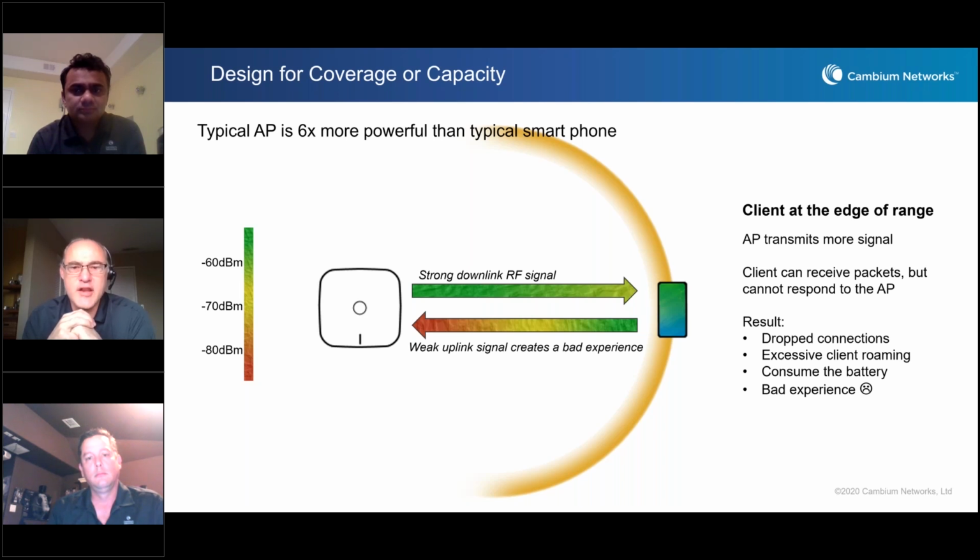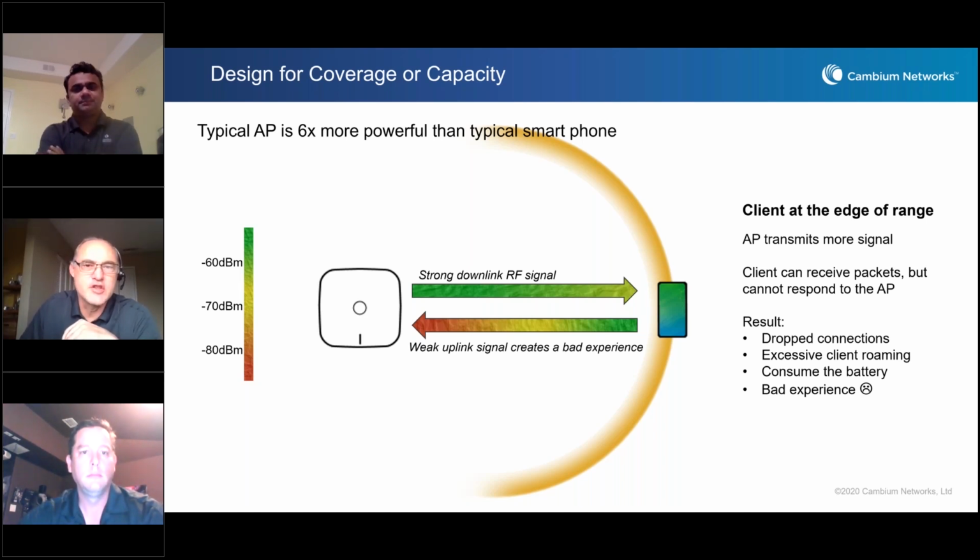You're going to have dropped connections. You're going to have excessive client roaming. That client device is going to be looking for a better access point because of these dropped packets. That's going to consume more battery. And overall, it's a bad experience. You want to avoid that in any network. So don't design for coverage, design for capacity.